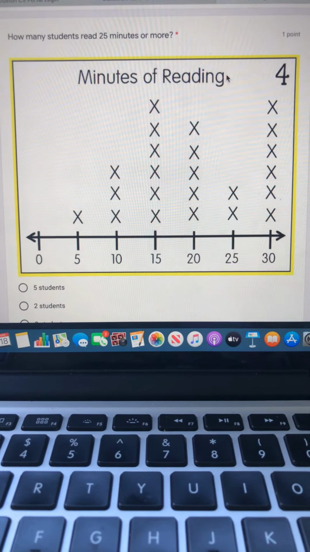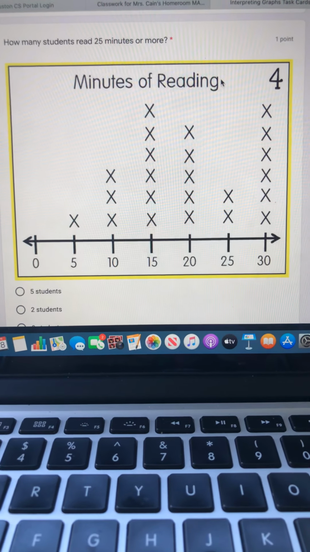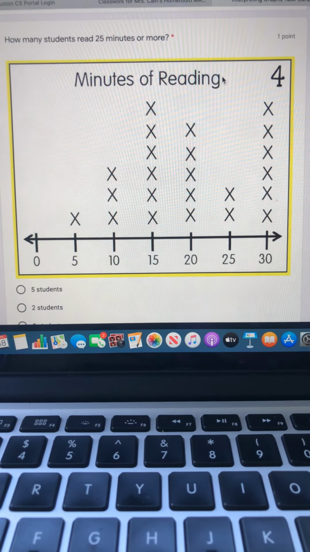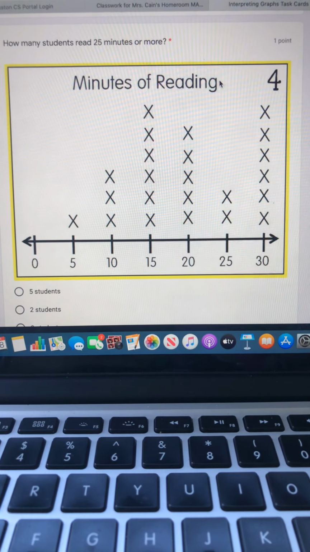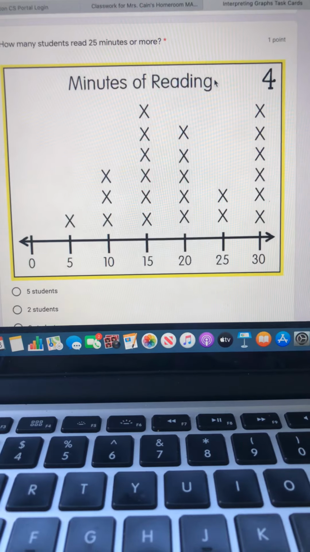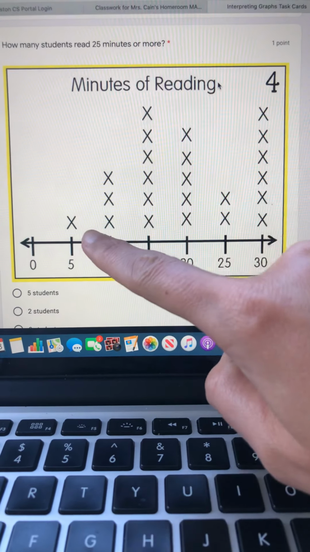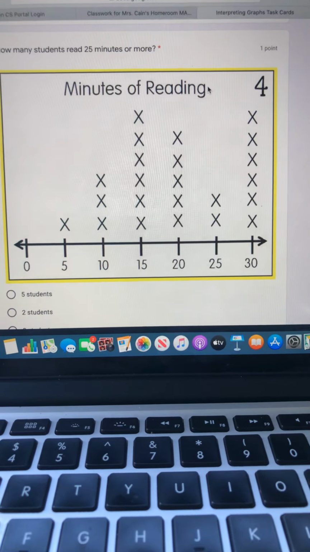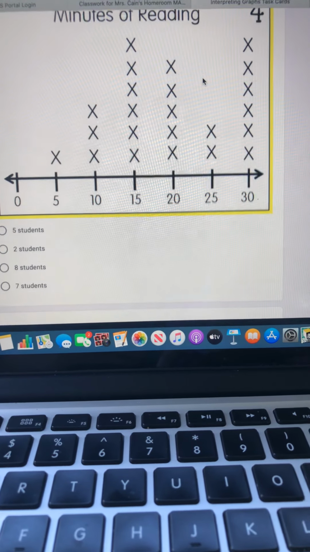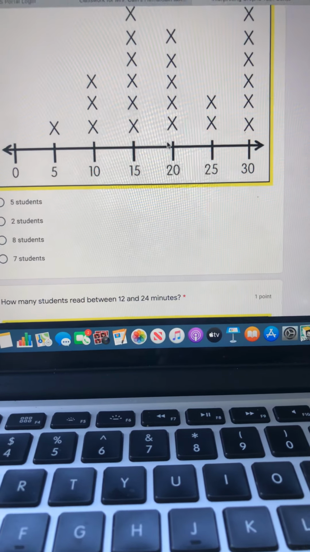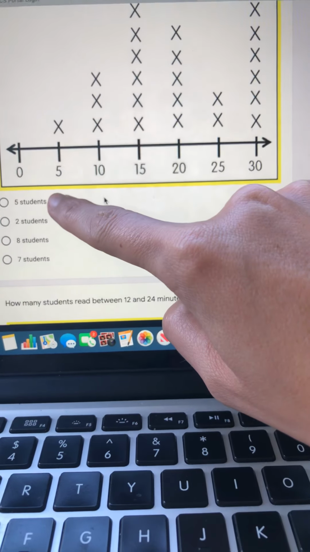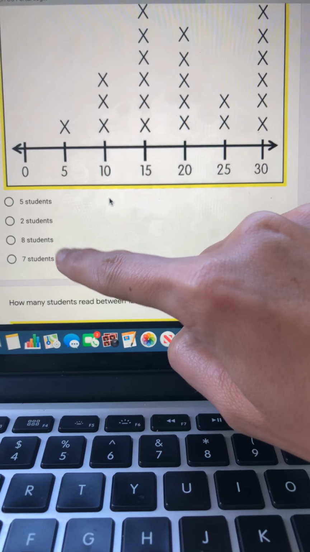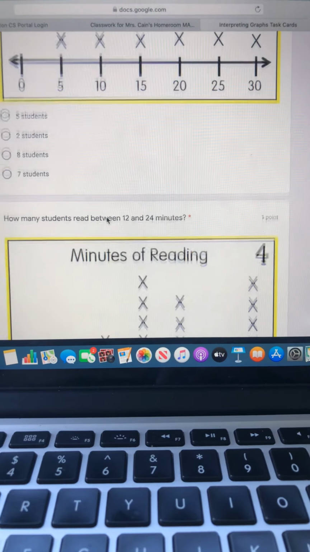All right, for the next question, how many students read 25 minutes or more? Each X represents one student. Was it 5 students, 2 students, 8 students, or 7 students?